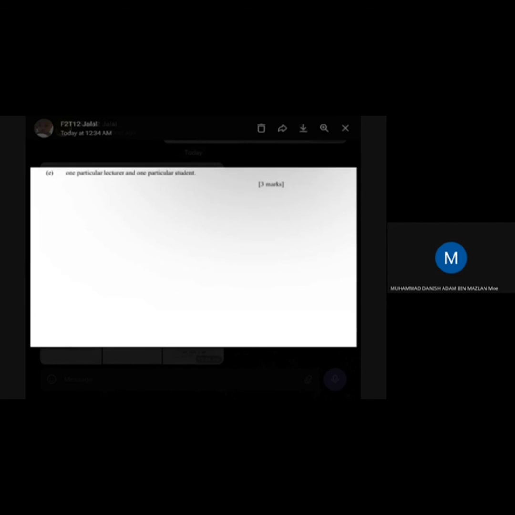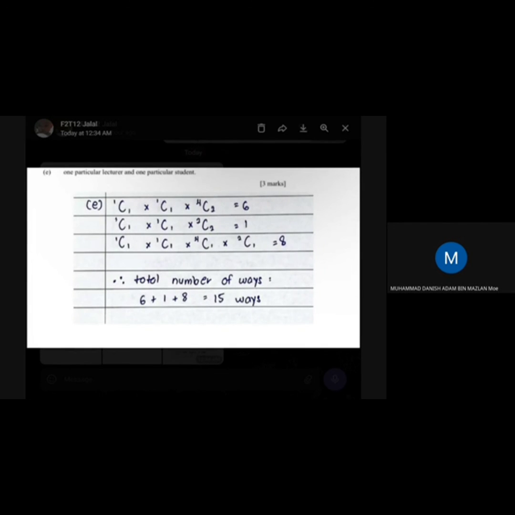For 2E, find the number of ways if the committee is made up of one particular lecturer and one particular student. Ubay, can you solve this question? Sure.